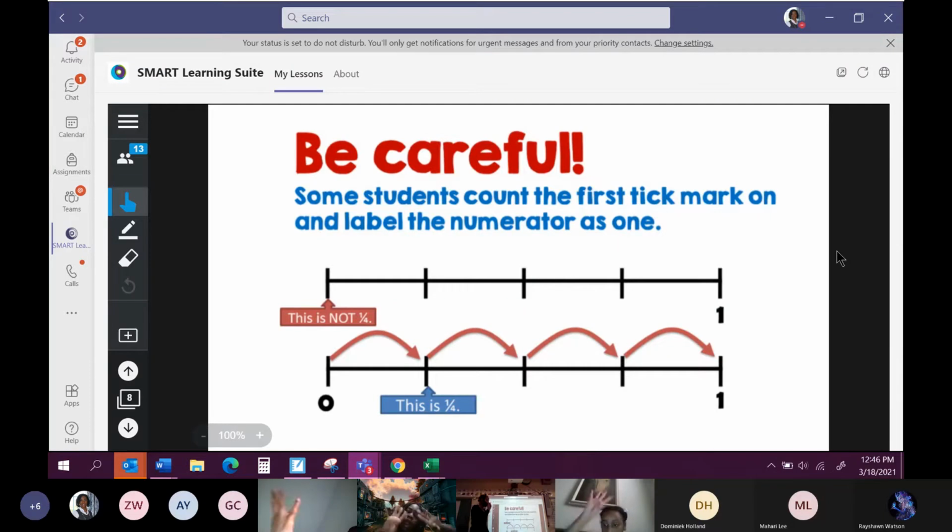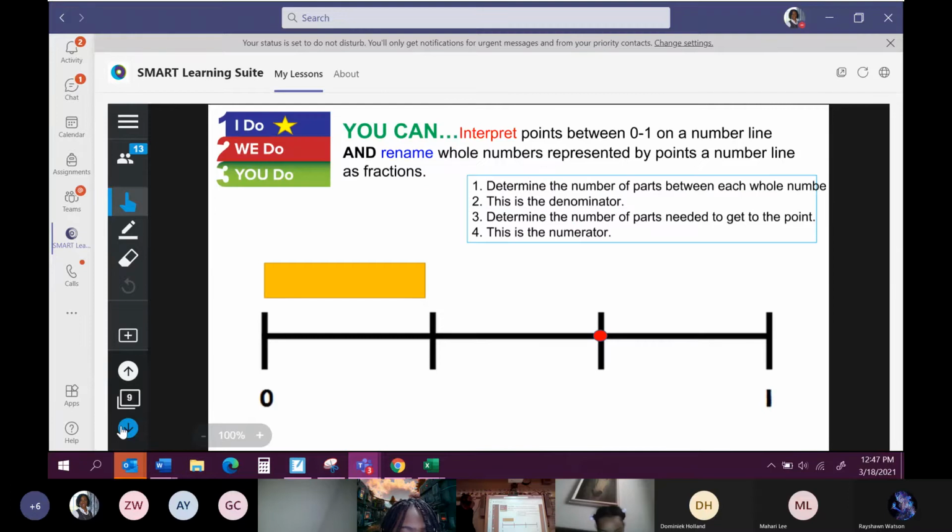4. Alrighty, so do not start here. This is not 1/4. This would be 1/4. So don't start counting 1, 2. You gotta jump and then start counting 1. Alright, so let's get going.